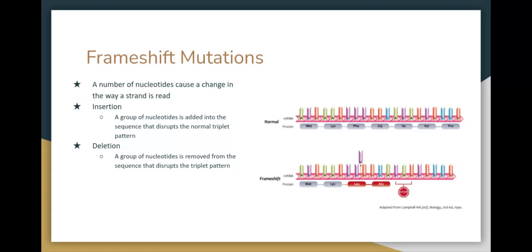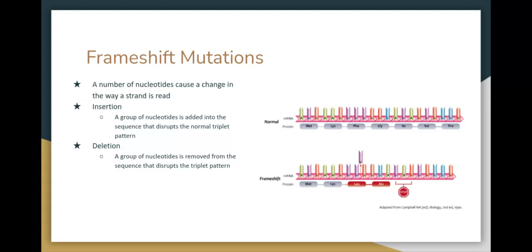Our next mutation type is a frame shift mutation. That's when a number of nucleotides causes a change in the way a strand is read. So there's a couple different types of this as well. The first is going to be an insertion. That's where a group of nucleotides is added into the sequence and it disrupts the triplet pattern.